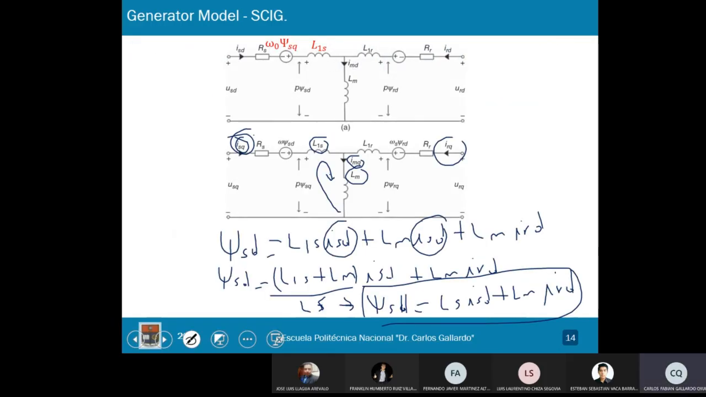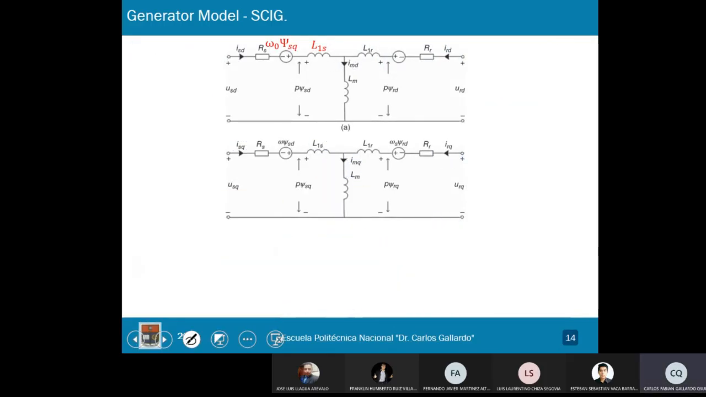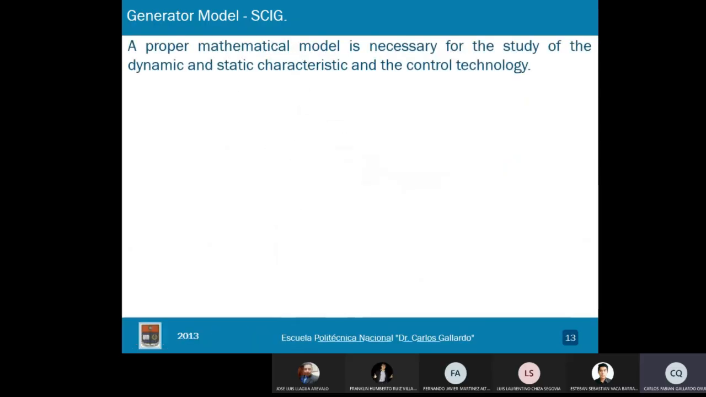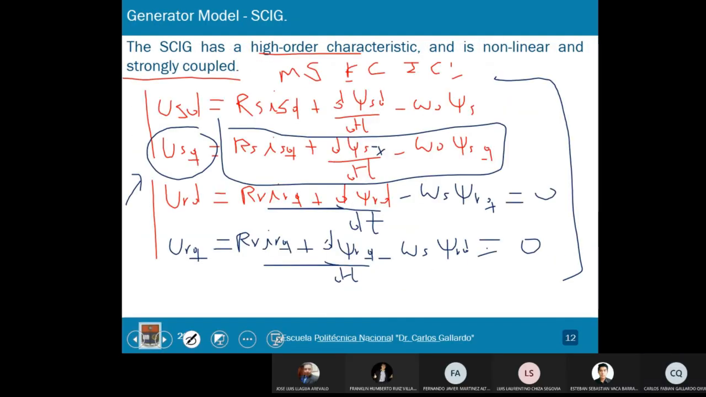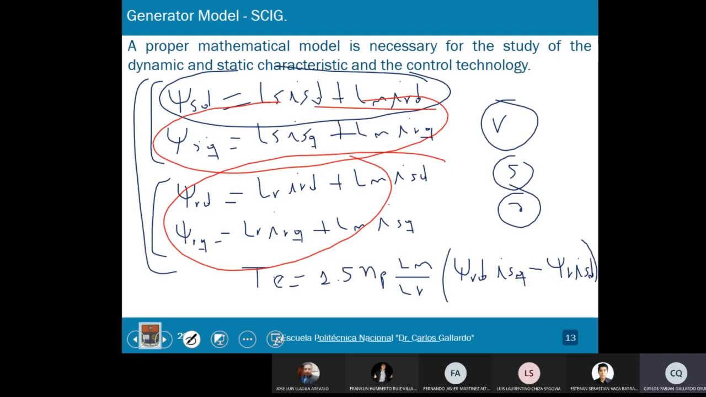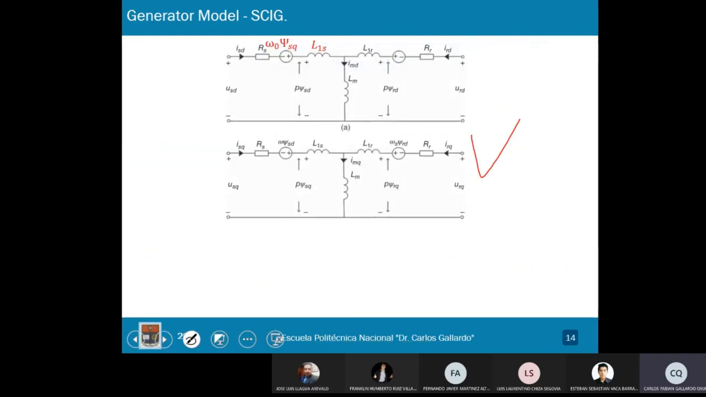So finally, I will get this electric circuit. This is the dynamical model of the induction generator in the DQ reference frame, and this is the equivalent circuit in the DQ reference frame. Using the voltage equations and flux equations, I am able to build the dynamical model. This is the dynamical model of the squirrel cage induction generator.